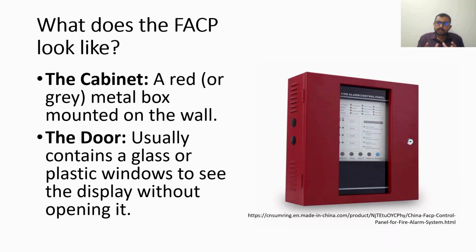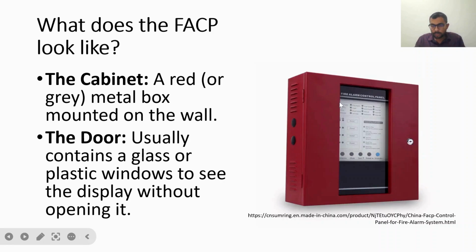Now, how does the fire alarm control panel look? As you see in this picture, this is a normal fire alarm control panel. If you remember, we have discussed the different types of systems, the conventional and the addressable system. There are two types. Sorry, this one is a conventional system. I'm just showing you an example.